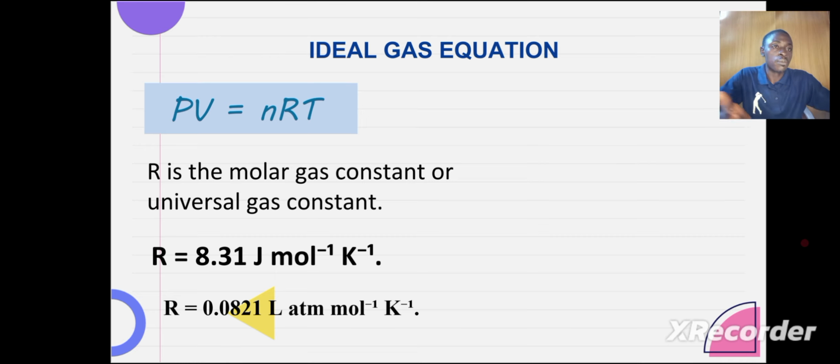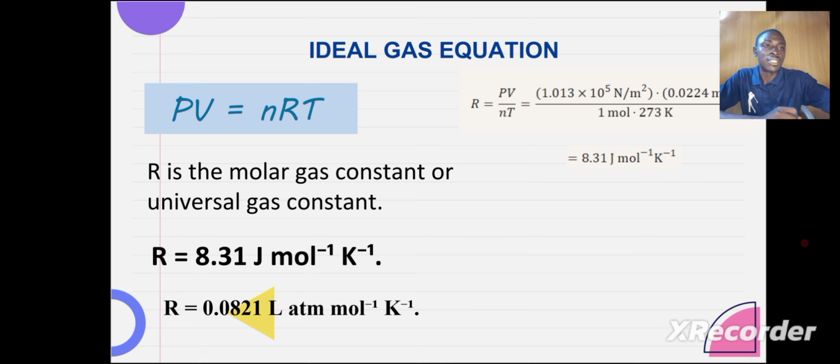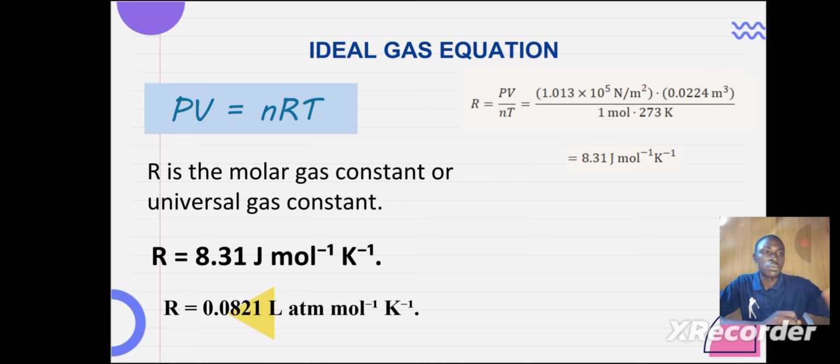You know that 1 liter is the same thing as 1 dm cube, so it could also be 0.0821 dm cube atmosphere, that's atm, per mole per Kelvin. But how did we arrive at this? If we make R the subject of the formula, we have that R is equal to PV over nT. Here, R is equal to PV over nT.